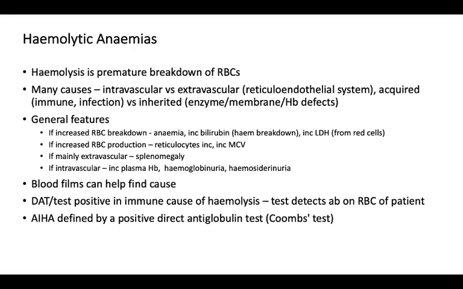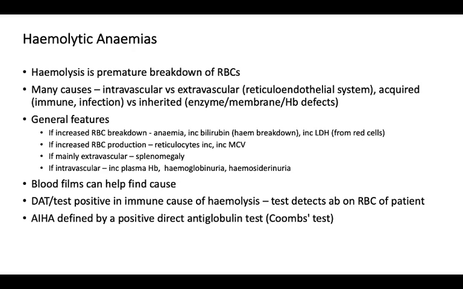Extravascular would be within the reticuloendothelial system, which is organs such as the spleen. You can also split them up into acquired hemolytic anemias, which are of immune origin or due to infection, versus inherited, so as a result of enzyme defects, membrane defects, or hemoglobin defects. I'm not going to go into a lot of detail about all the different causes, but I will talk about some of the general features of hemolytic anemias.